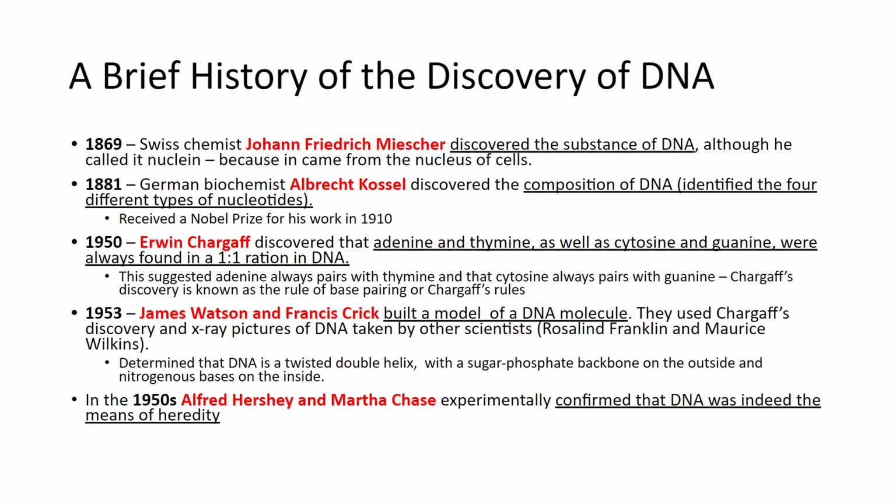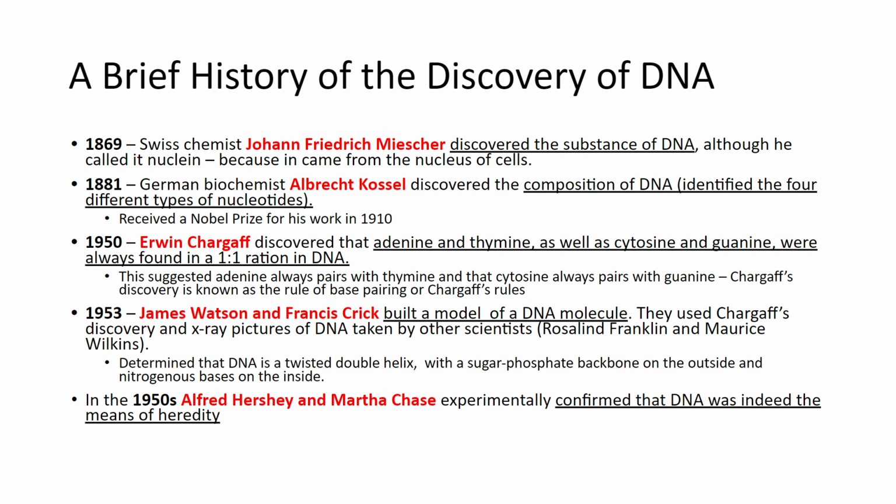Well, in 1869, Swiss chemist Jonathan Friedrich Miescher discovered the substance of DNA, but he called it nuclein because it came from the nucleus of cells. Then in 1881, German biochemist Albrecht Kossel discovered the composition of DNA, so he actually identified the 4 different types of nucleotides, the ones that contained guanine versus cytosine and adenine versus thymine. He actually received a Nobel Prize for his work in 1910.